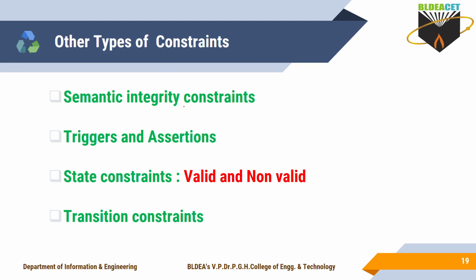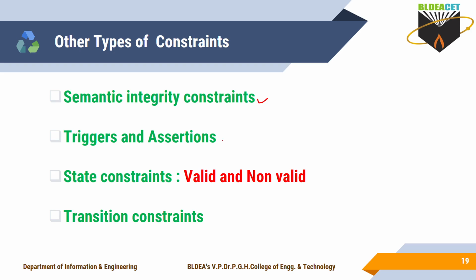For all the attributes, the values you enter must also have some meaning, according to the requirement. That is what we call a semantic integrity constraint. For that, you have to write some operations to verify whether it is correct or not.